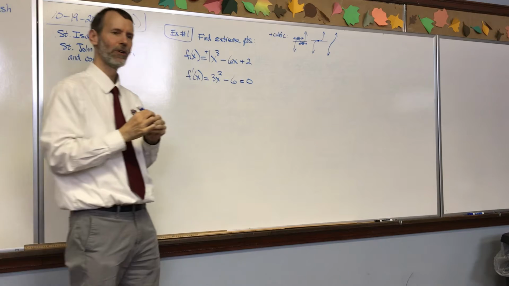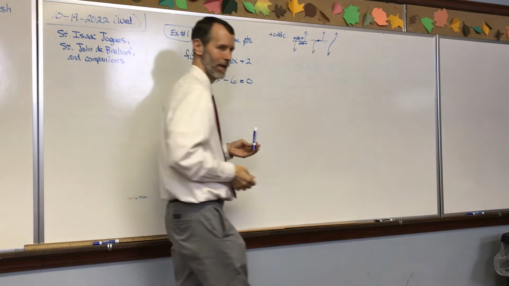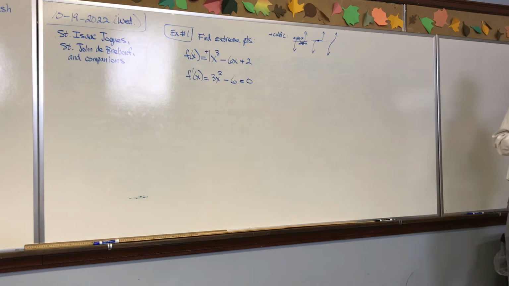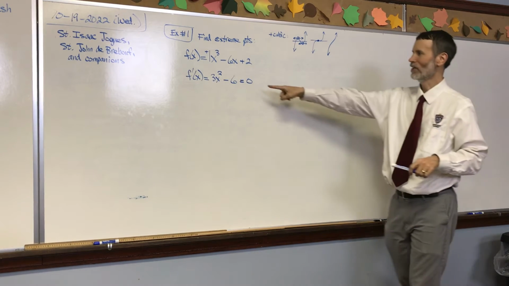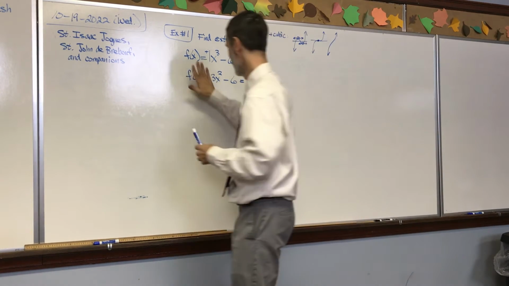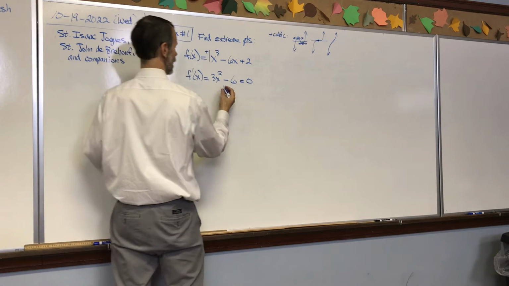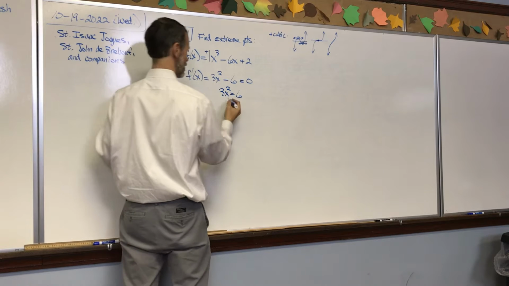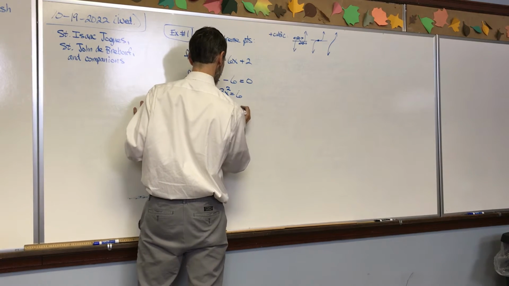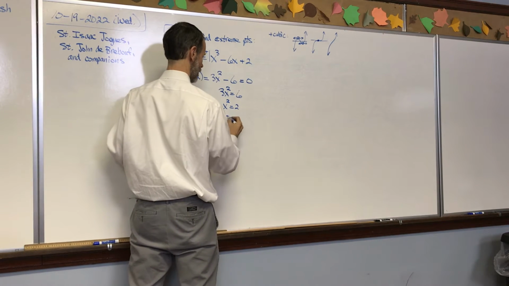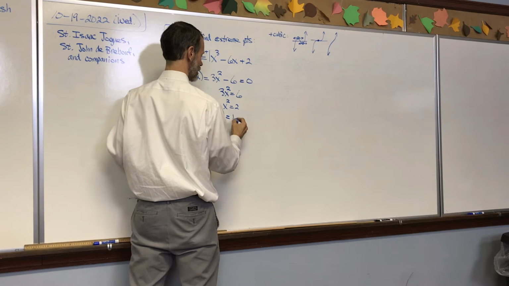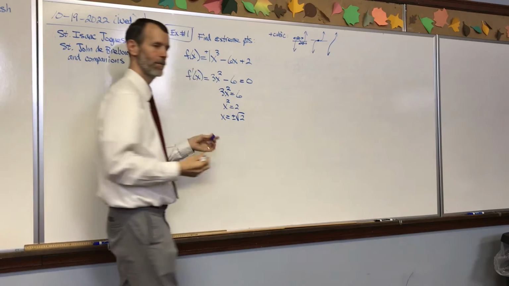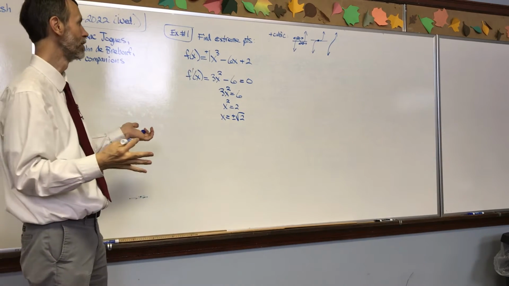set this equal to 0 and see if we can find any. Help me out, solve this for me. So 3x squared equals 6. Divide by 3, so x squared equals 2. What would you get? Positive or negative radical 2. Exactly. Plus or minus square root of 2.